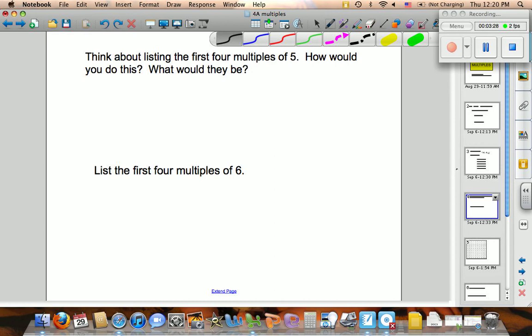Think about listing the first 4 multiples of 5. How would you do this and what would they be? So when you're listing out all the multiples of a number, you start with that number. So I would start with 5. And then again, I'm just skip counting by 5s. So I want to do it in a nice organized way. 5, 10, 15, 20, 25. So there I have listed out the first 5.